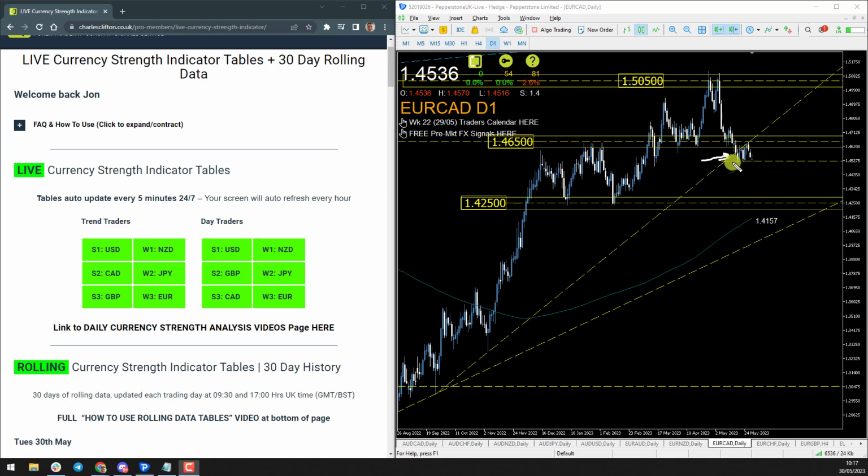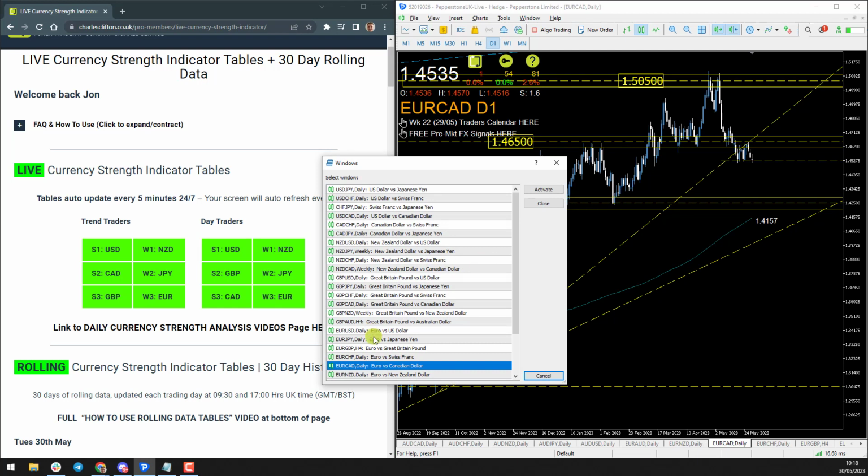So at the moment, at lows, I want to see again if price can trade through that. Does that then open the door for us to trade down to the 1.4250 handle? Okay, so just to kind of recap, EuroCAD looking good.